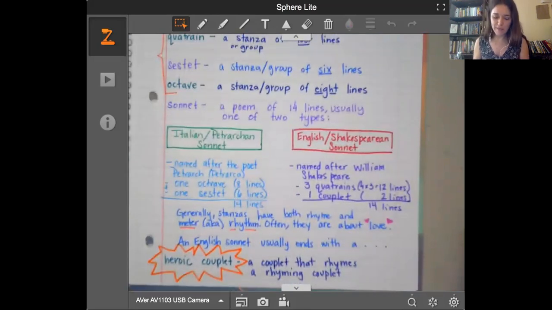And then an English sonnet typically ends with a heroic couplet. It's one of my favorite names for poetic structure. So a heroic couplet, despite its grand name, is really just 2 lines that rhyme. So it's a rhyming couplet, a couplet that rhymes. That's all that a heroic couplet is. But an English sonnet generally ends with a heroic couplet.